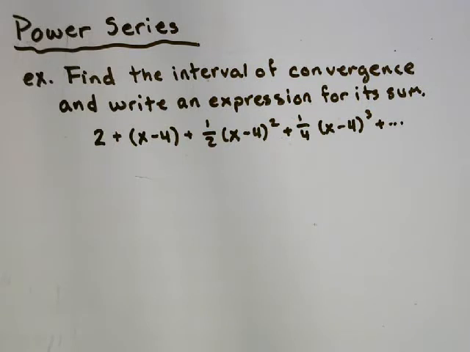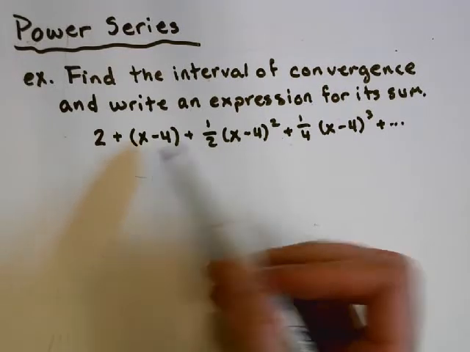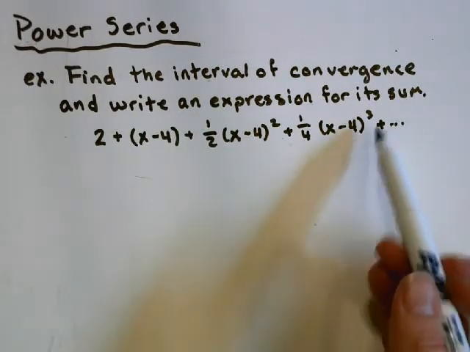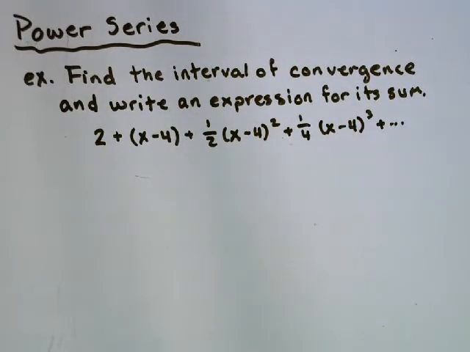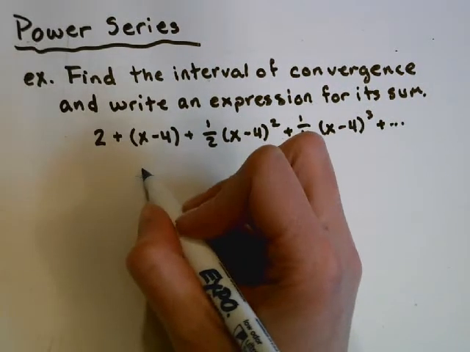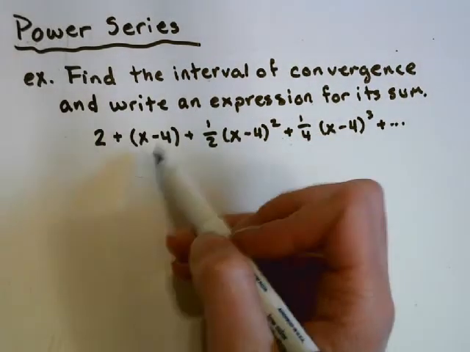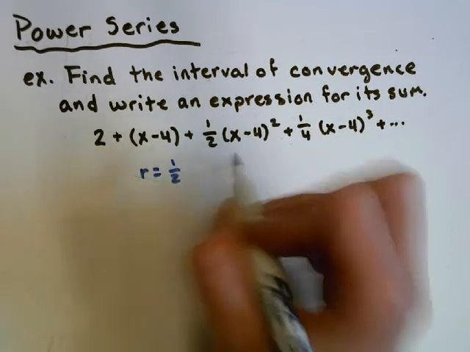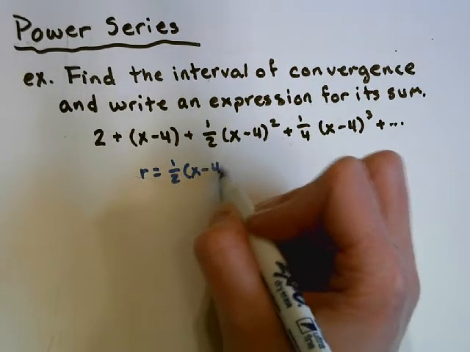All right, so we're going to find the interval of convergence and find an expression for the sum of this series. So it's still a power series, it just looks a little bit more complicated. So we've got 2 plus x minus 4 plus 1/2 x minus 4 squared plus 1/4 x minus 4 cubed, and so on. So my common ratio is what we're multiplying to get from term to term, which is going to be 1/2 times x minus 4.